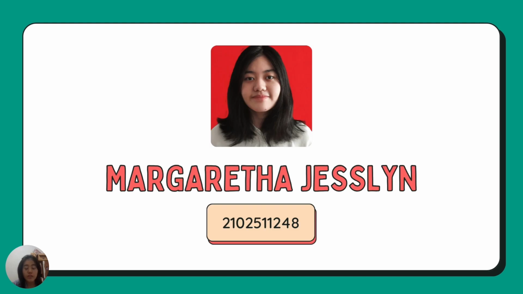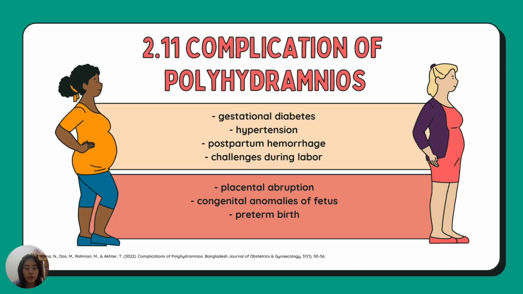Hello, my name is Margaretha Jesslyn, with my last sheet number 248, and now I will present to you the complications of polyhydramnios. The first complication is gestational diabetes, and then hypertension, postpartum hemorrhage, and challenges during labor due to abnormal fetal presentation, and then risk of placental abruption, and then congenital abnormalities such as gastrointestinal obstruction, and then respiratory distress, and then increased likelihood of preterm birth, and then exacerbating neonatal morbidity and mortality rates.